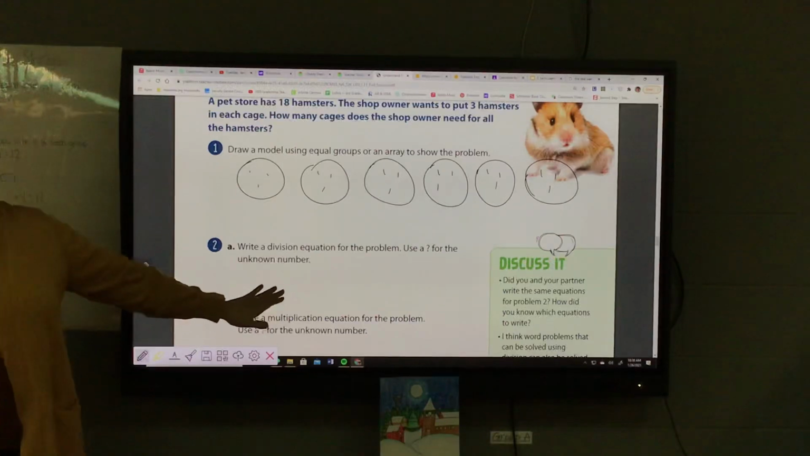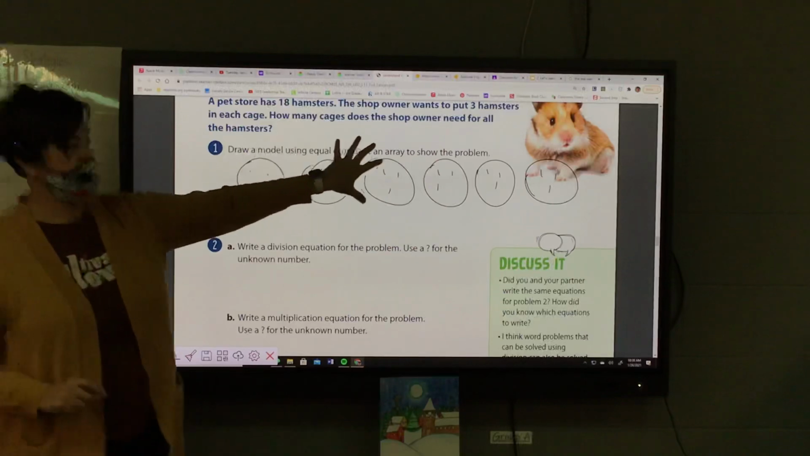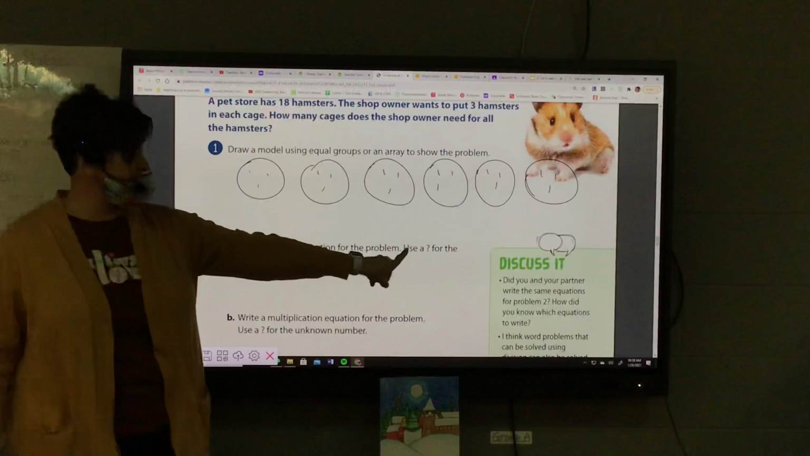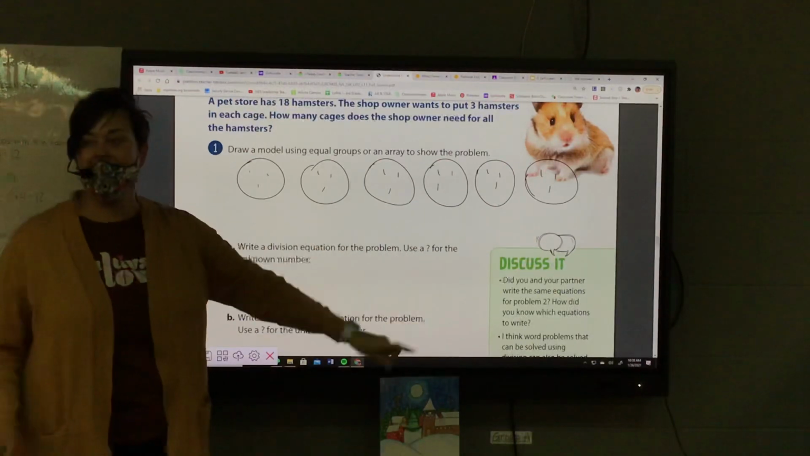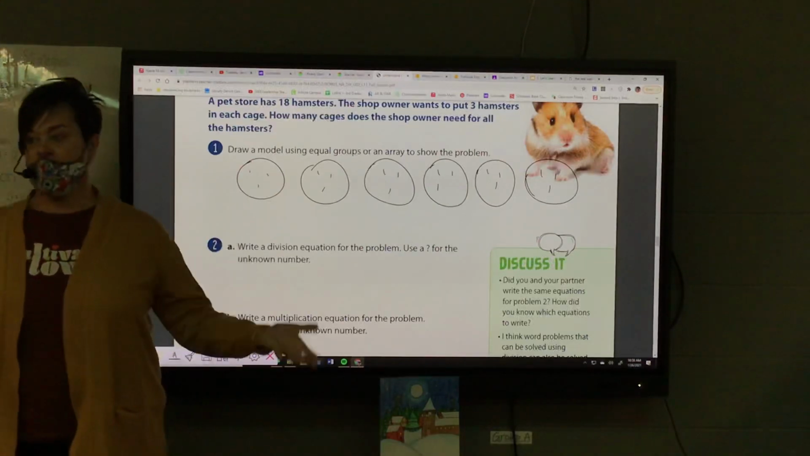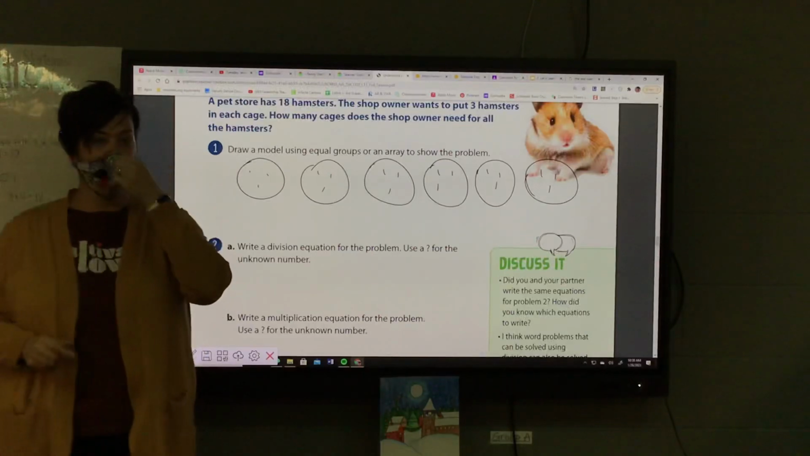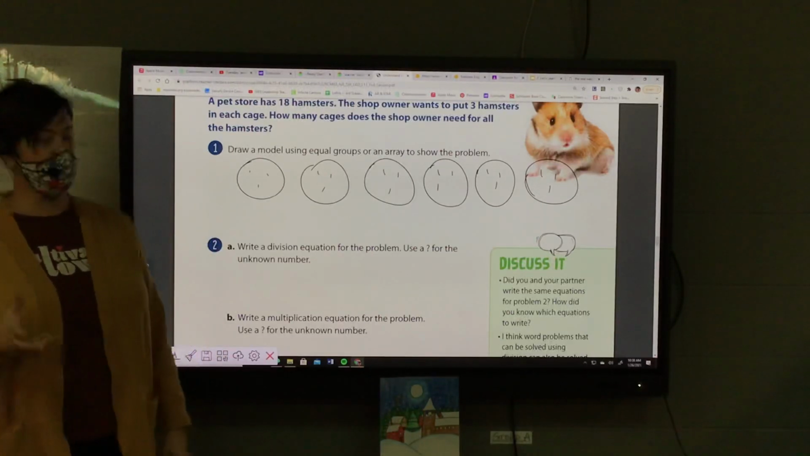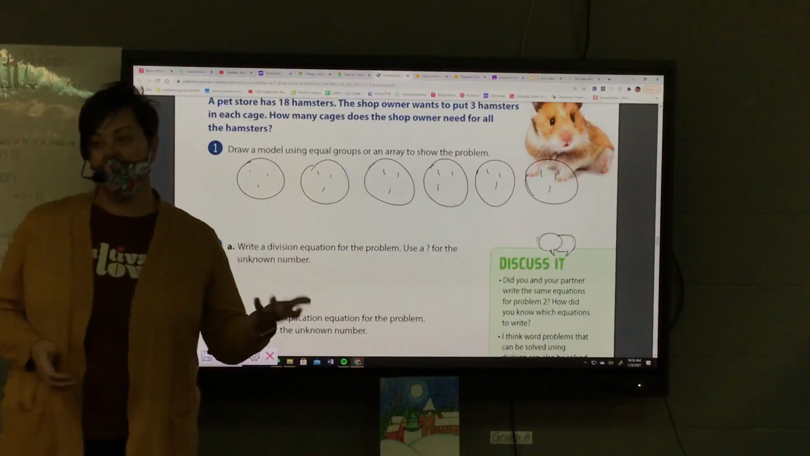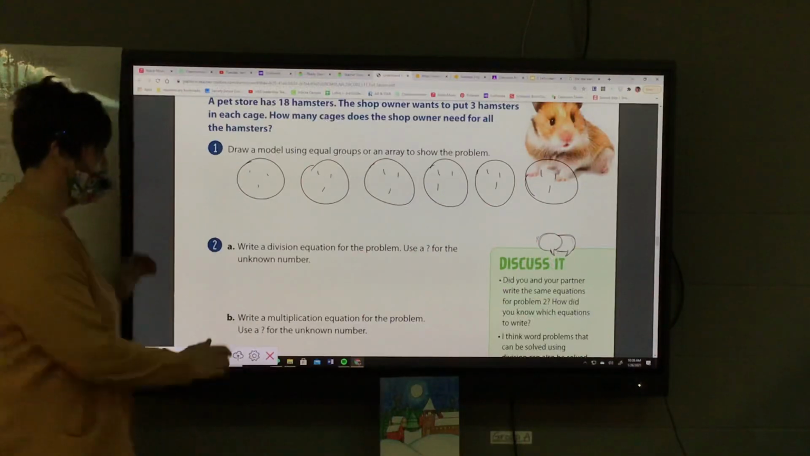Let's come down to 2 here, part A. Write a division equation for this that we just did up here. Use a question mark for the unknown number. So how many hamsters are there in all? 18. And how many are going into each cage? 3. And we have to solve for how many cages we need, right? So what's the unknown there?